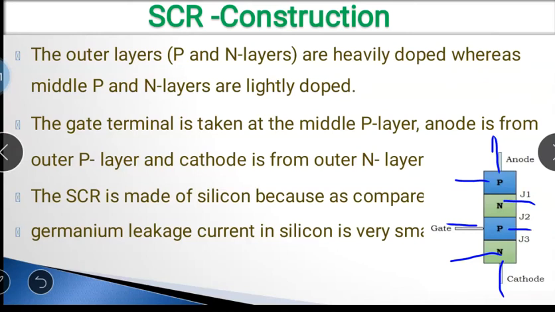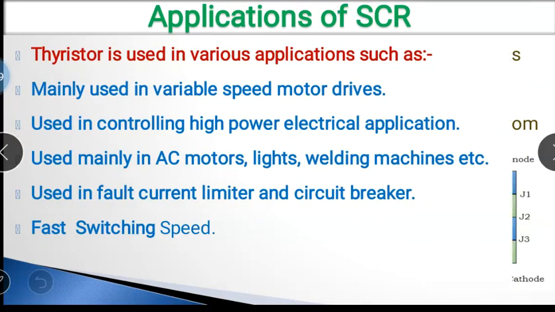The SCR is made up of silicon material because, as compared to germanium, the leakage current in silicon is very small. So for that the SCR is made of silicon material. So this is about the construction of SCR.